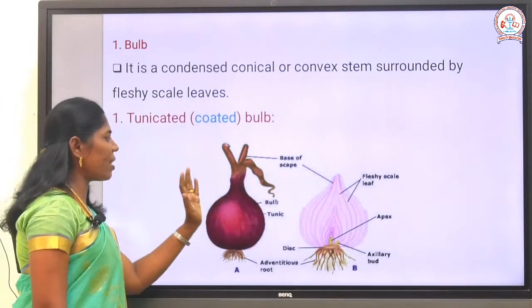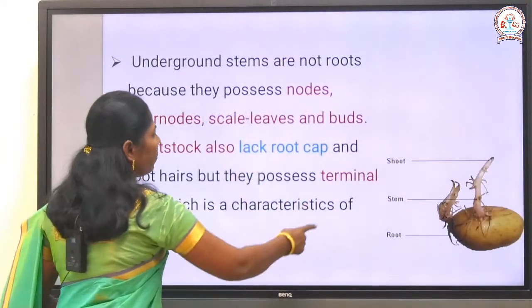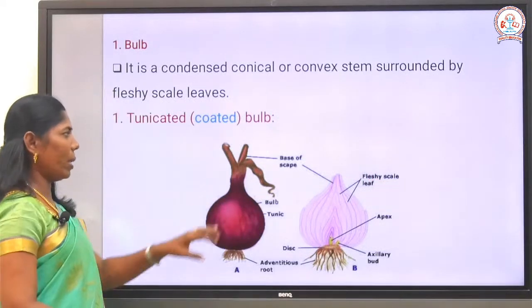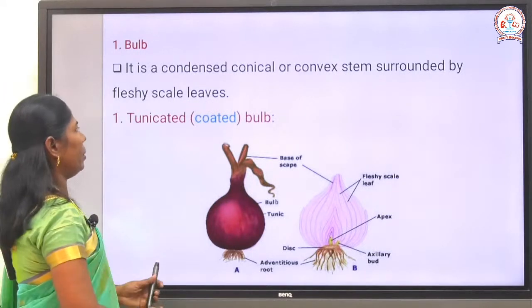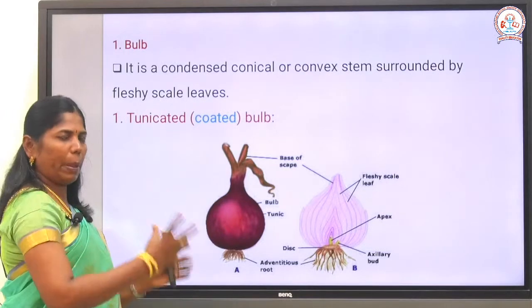The outermost are fleshy scale leaves. Inside, the inner layers also have fleshy leaves, fleshy scale leaves. The outer one is a dry scaly leaf. This is called a tunicated bulb, a coated bulb, which is covered by a coat.